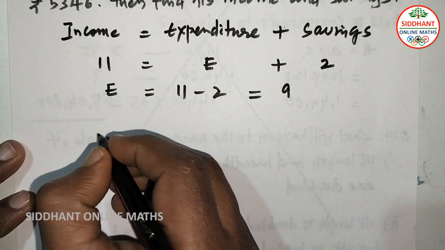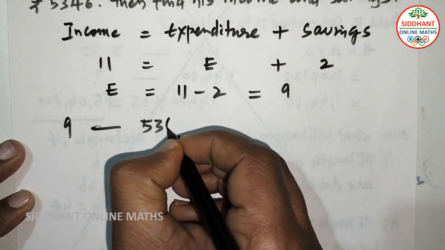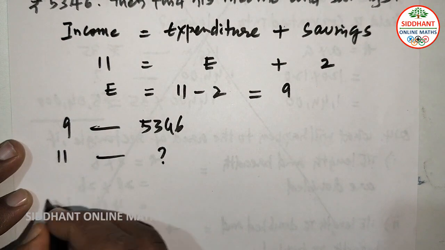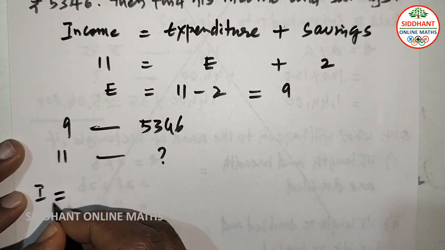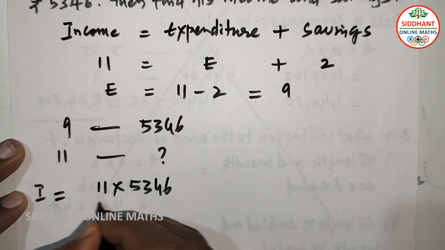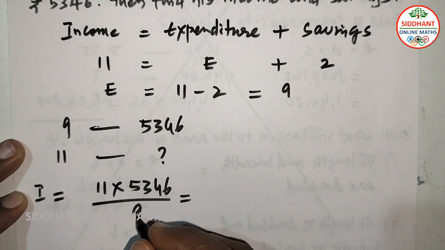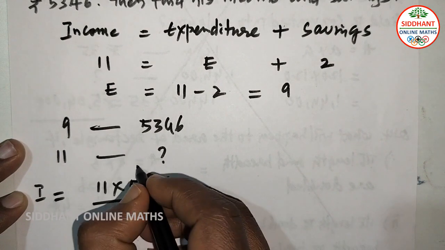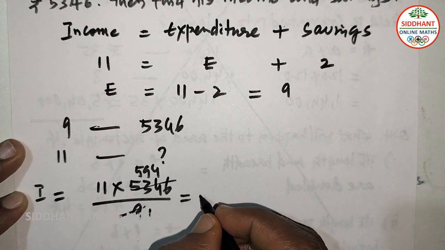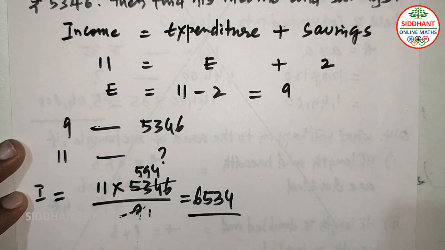In the given data, expenditure, 9 parts, is equal to 5346, and total income is 11 parts, how much? So income is equal to 11 into 5346 by 9. So here 9 divides 5346 594 times, and when you multiply, we get 6534. This is the income.